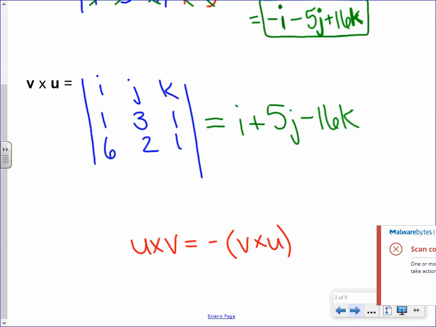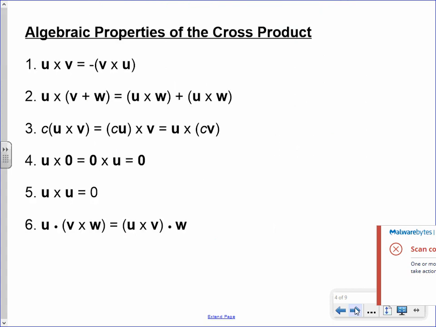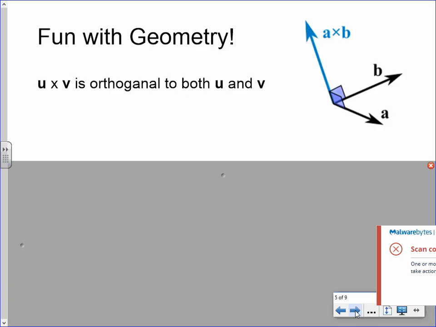Now, there are some other properties of the cross products that we could talk about, but I don't feel the need to take the time to. If you're interested in them, you can look them up in your book, but they're really not going to affect what we do from here on out. So I'm just going to save us 2 minutes and talk about this.